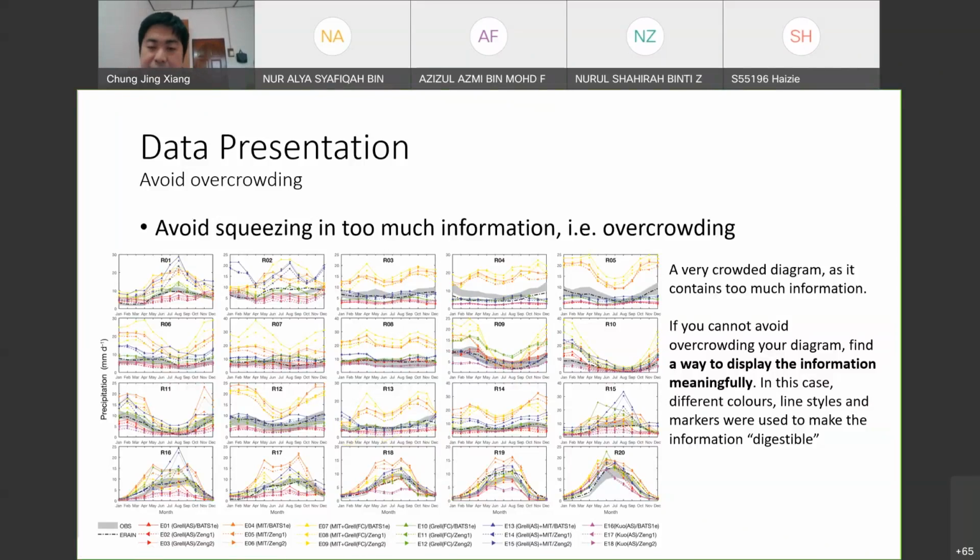So we have to find a way. If you cannot avoid overcrowding, think of a way to make your figure easily readable. When you plot something, you want to convey messages. You want the receiving party to know what you are talking about. So that's why you always have to find a way to make your diagram readable.